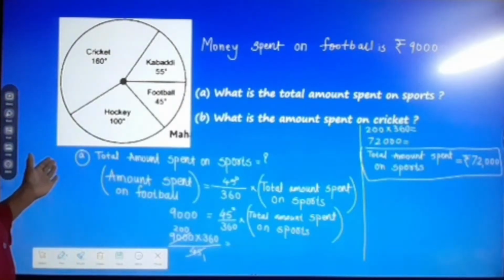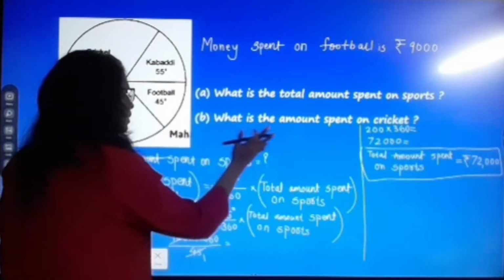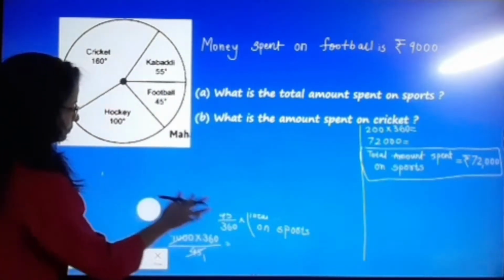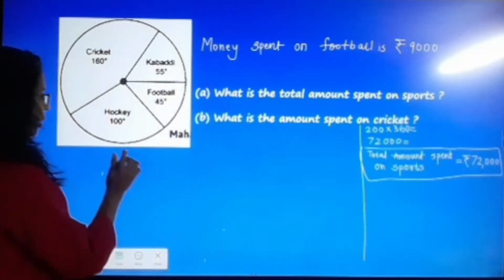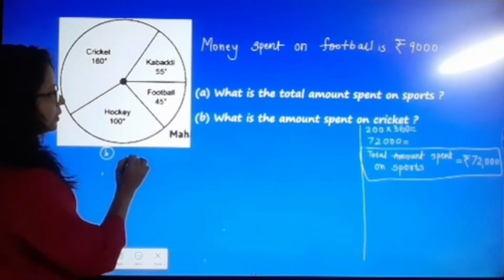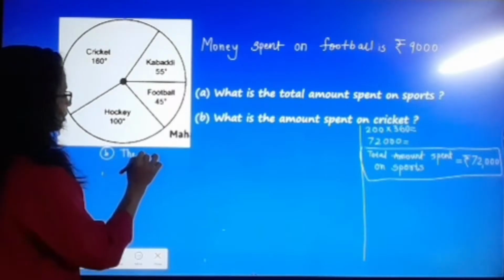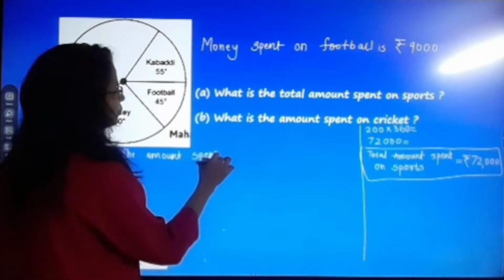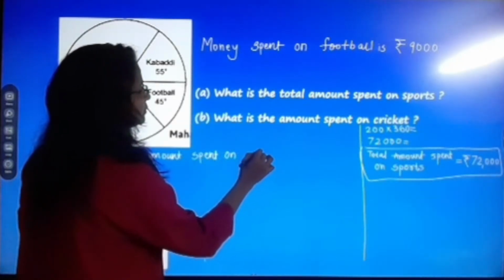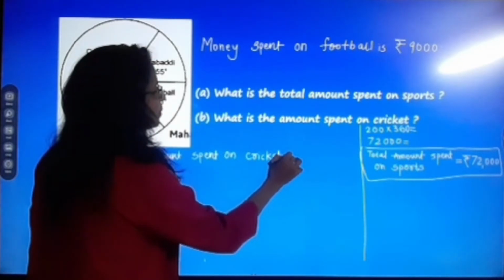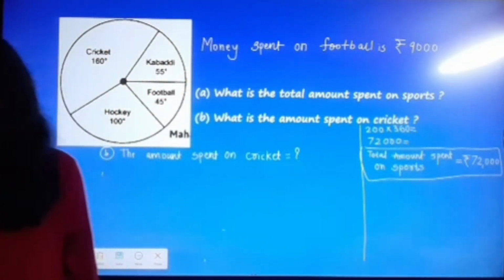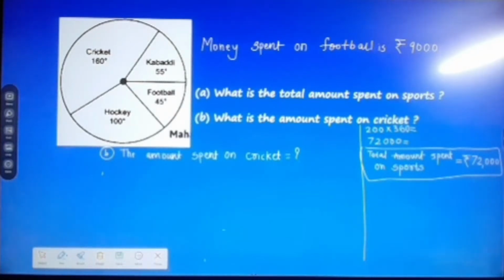Okay, so now here I write down, the second one, that is a big part, the amount spent on cricket. The amount spent on cricket is equal to question mark. Okay, so now here students, we make out the formula. Okay, we make out the formula.